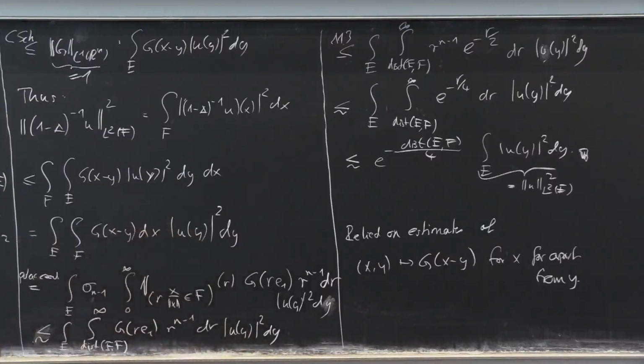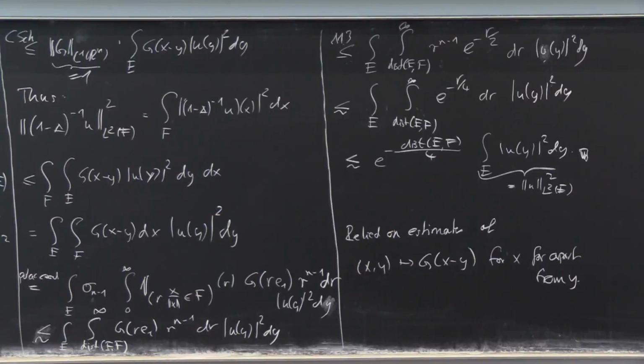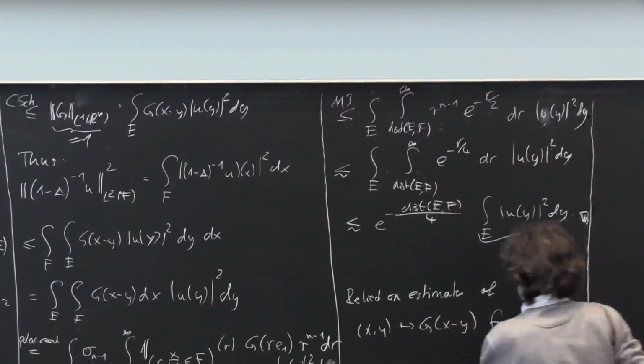So these are estimates for the kernel. You need them for the off-diagonal estimates for the operator. If the operator is given by a kernel, they translate to estimates of the kernel away from the diagonal. That's why it's called off-diagonal estimates. So this is off-diagonal.